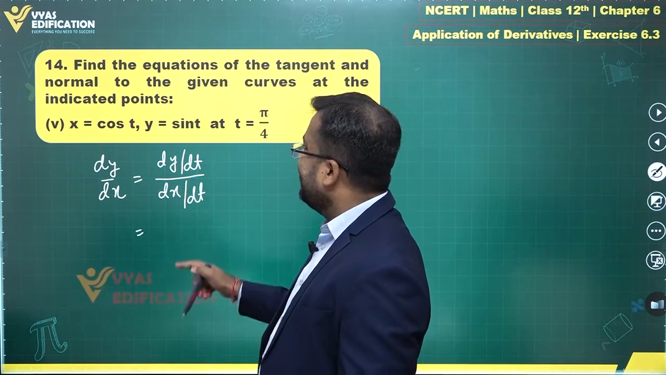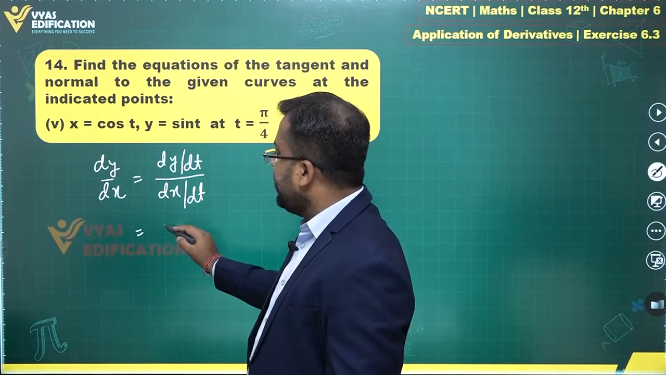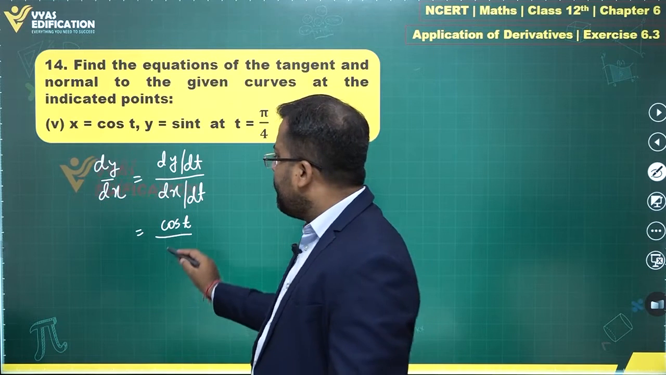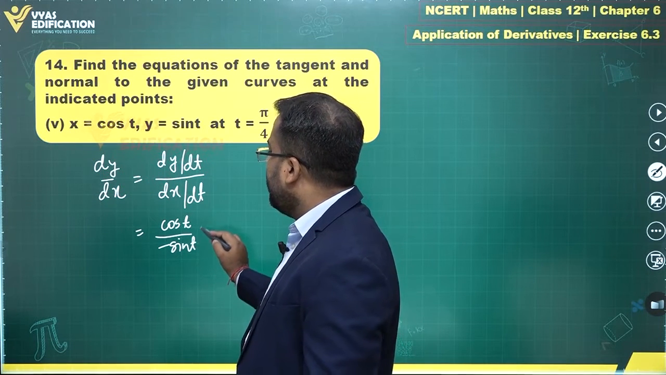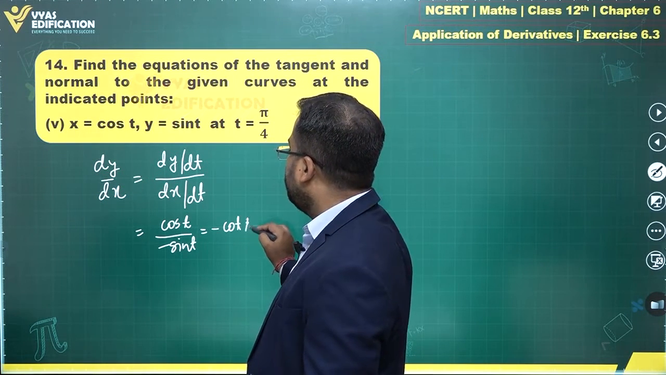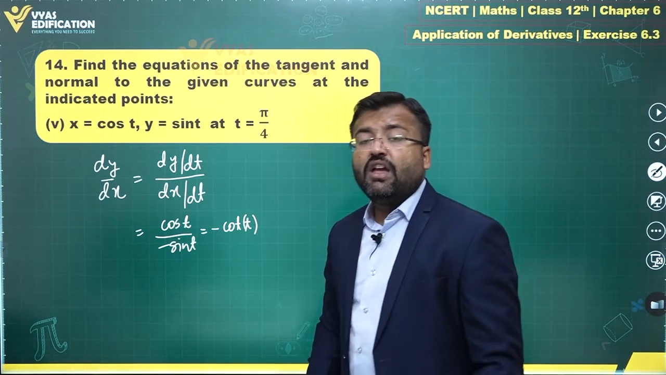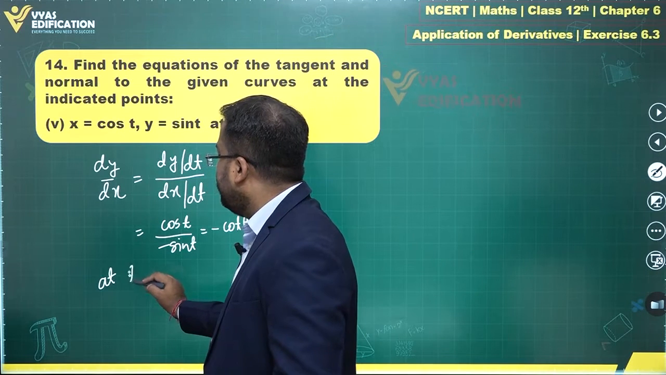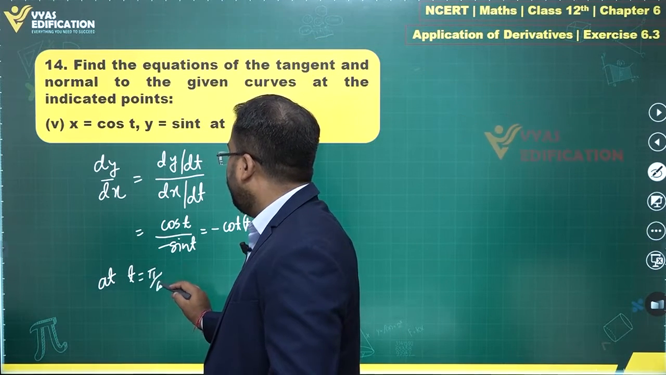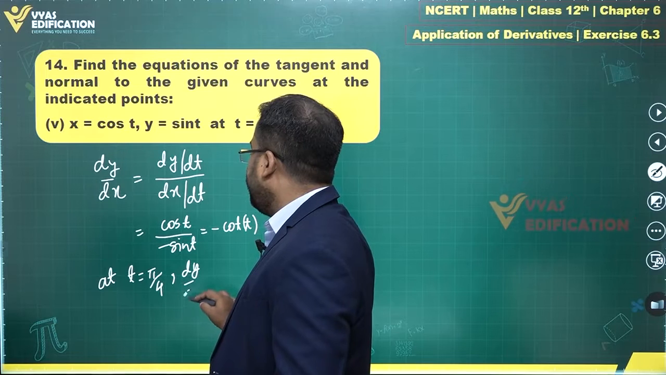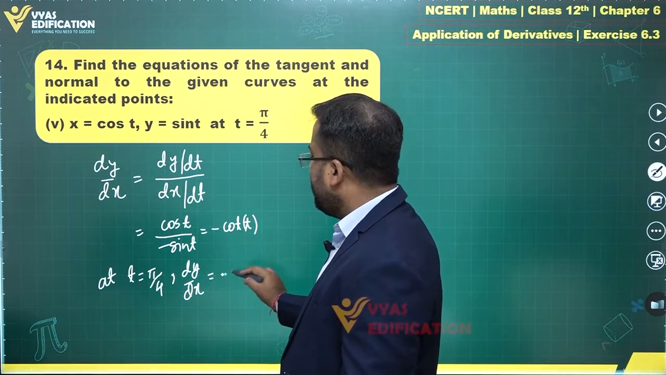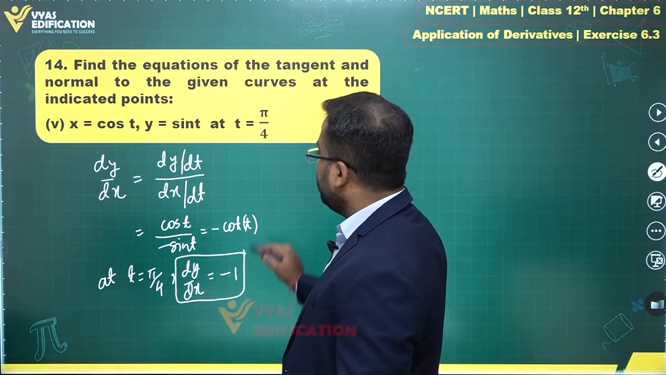What is dy by dt? Derivative of y with respect to t, sin t, derivative is simply cos t. Derivative of cos t is minus sin t, and this becomes minus cot t. Is that okay? Yes. At t equal to pi by 4, what does this become? At t equals pi by 4, dy by dx will be equal to what? Cot pi by 4 is 1, therefore this will be equal to minus 1. That's the first thing that you note.